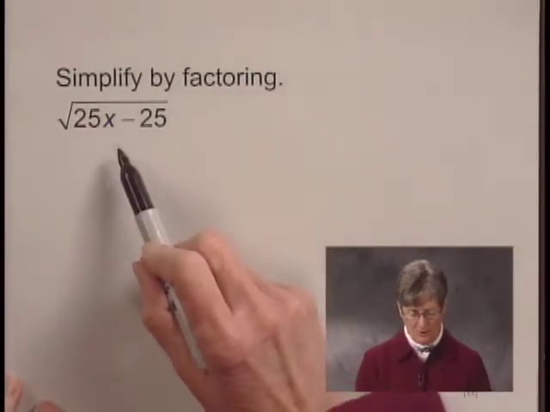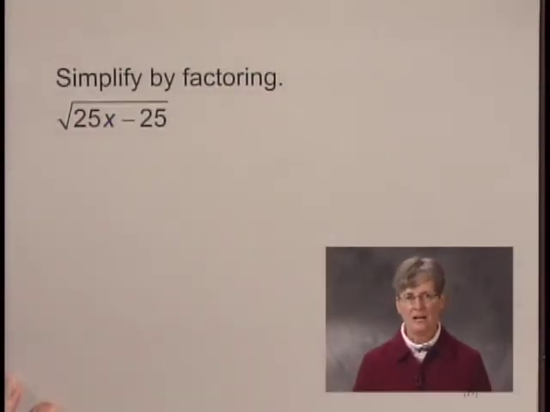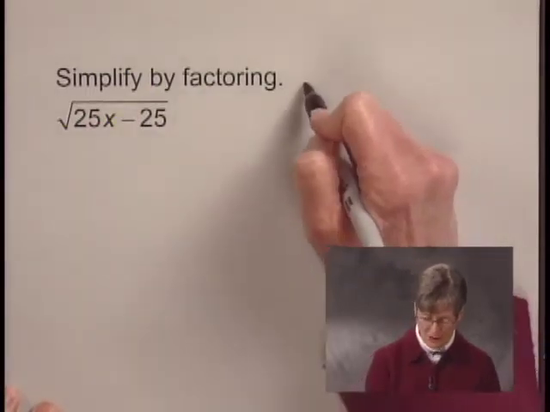We'll simplify a radical expression by factoring. The expression that we're working with is the square root of 25x minus 25. And we can use the product rule for radicals to do this simplification.